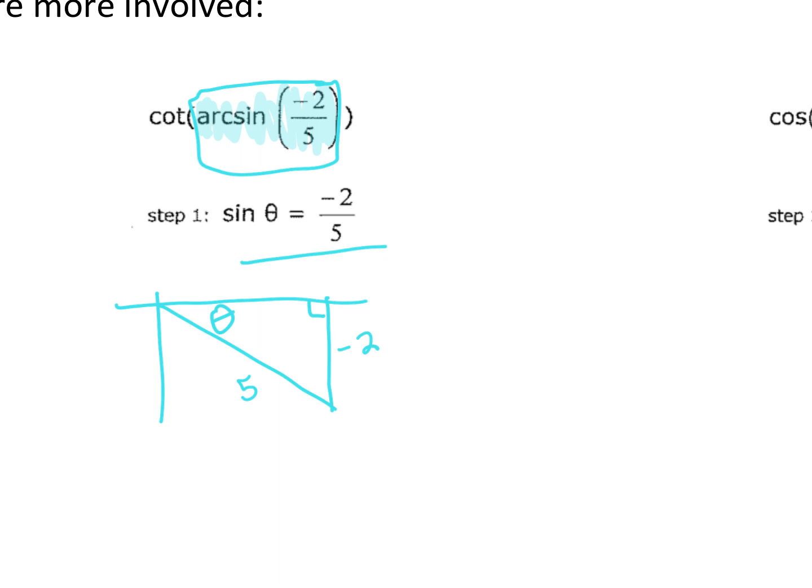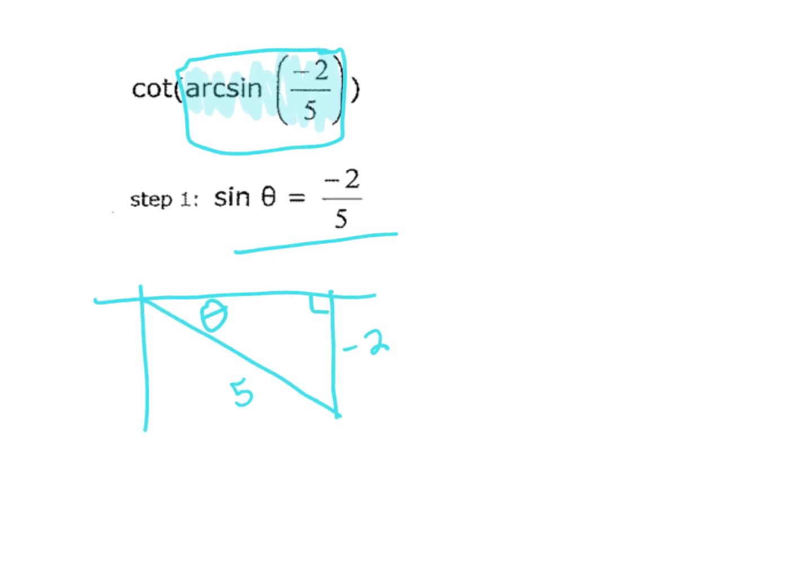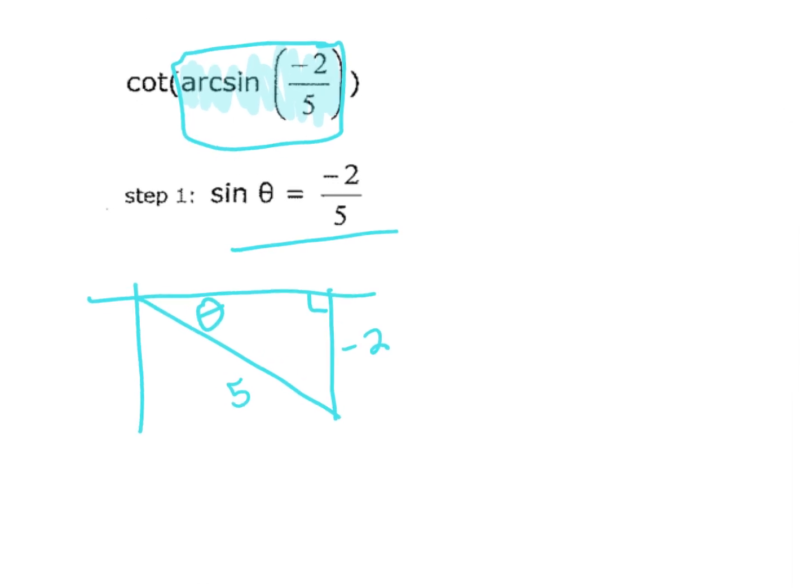And so now we can finish labeling our triangle, right? We're going to have to do some math here, because we're missing a side. So we do 25 minus 4 is equal to x squared. So x is the square root of 21. So this length is the square root of 21.